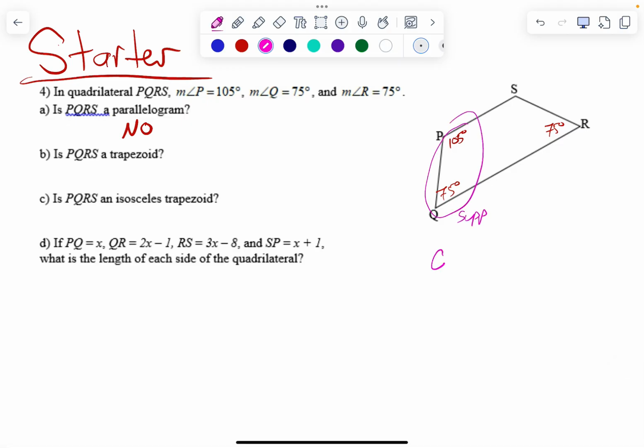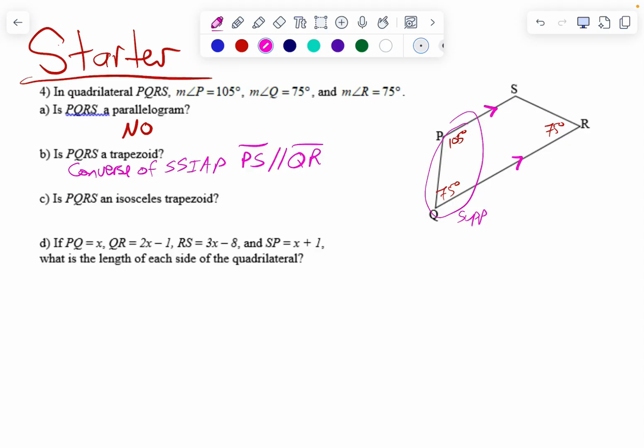And so by the, actually, let me write it up here. So by the converse, if you remember this page, I had a bunch of ways to prove things. By the converse of the same side interior angles postulate, we know that PS is parallel to QR, because those two add up to 180, and they should if those two lines are parallel. So, is it a trapezoid? Yes. Those two lines are parallel.